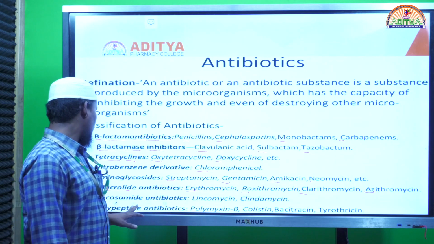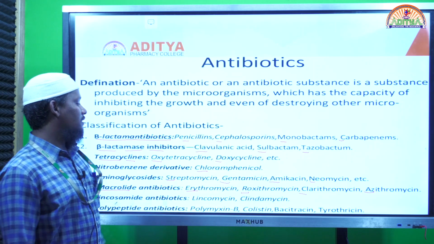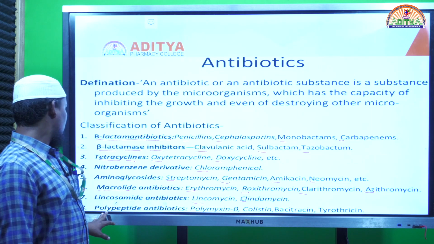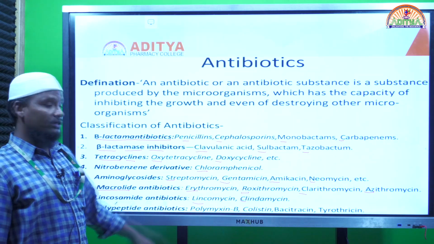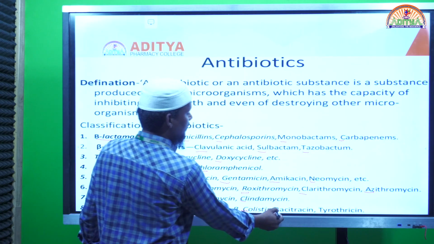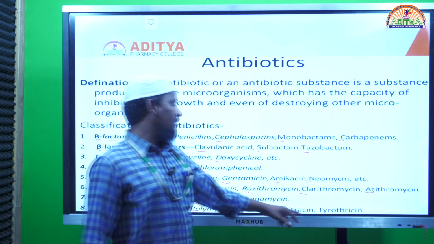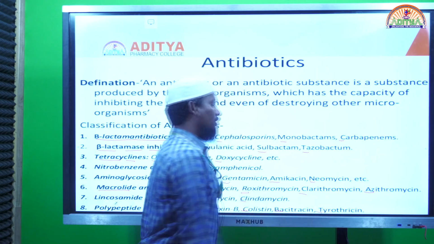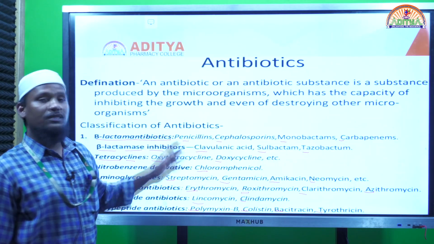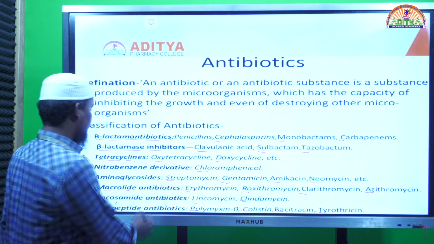So coming to the next class, lincosamide antibiotics like lincomycin and clindamycin, and the polypeptide antibiotics like polymyxin B, colistin, bacitracin, and tyrothricin. Okay, so this is a brief classification of antibiotics.